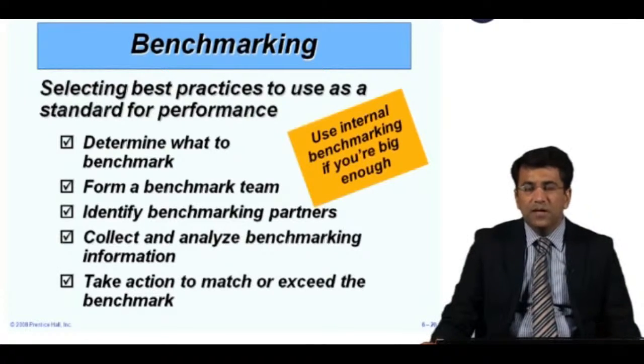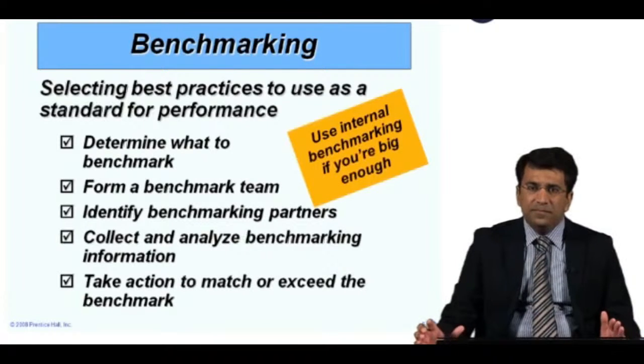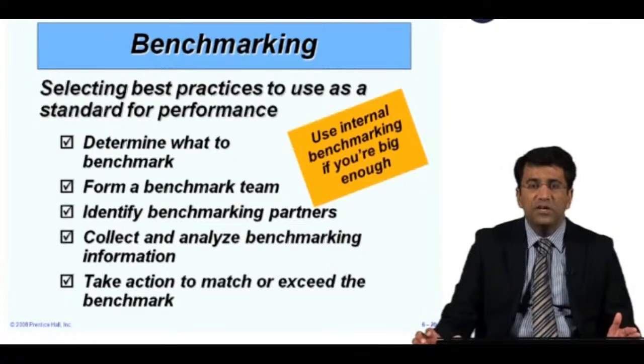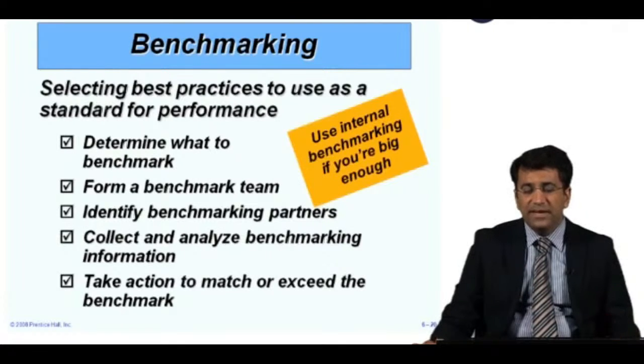We should form a benchmark team. There is a benchmark team that is given the responsibility of benchmarking, to measure your own performance and then compare this performance with some benchmark performance. Identify the benchmarking partners, that is, the most important stakeholders who should be involved in this process of benchmarking. Then we have to collect and analyze the benchmarking information. Unless we get information about our past performance, our current performance and our benchmarked performance, how can we decide on a good benchmark for ourselves?